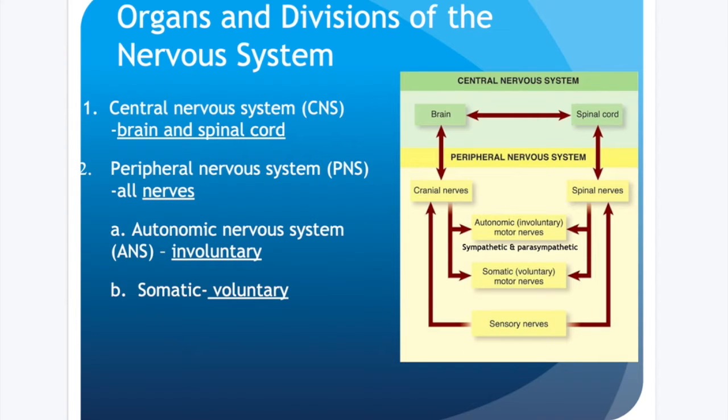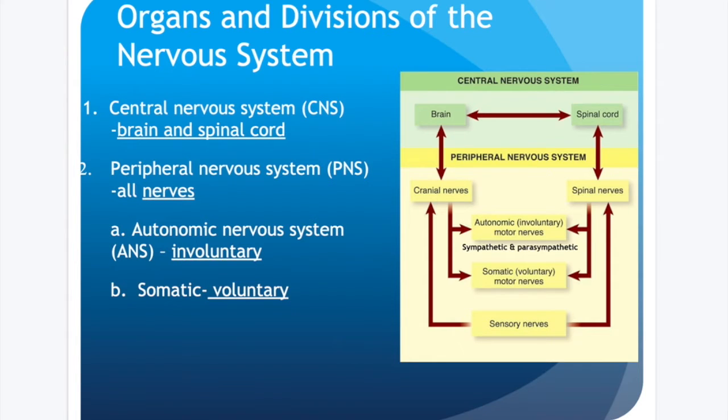All right, so here if we look at how we would divide the nervous system, we divide it into both the central nervous system, or CNS, which includes the brain and the spinal cord. And then the other division would be the peripheral nervous system, or PNS, and that includes all of the nerves. The PNS can also be further subdivided into the autonomic and somatic nervous systems. The autonomic nervous system would be involuntary functions, and somatic would be voluntary.